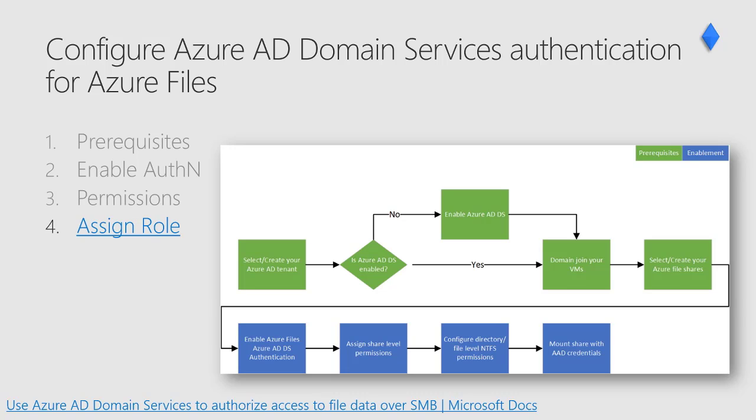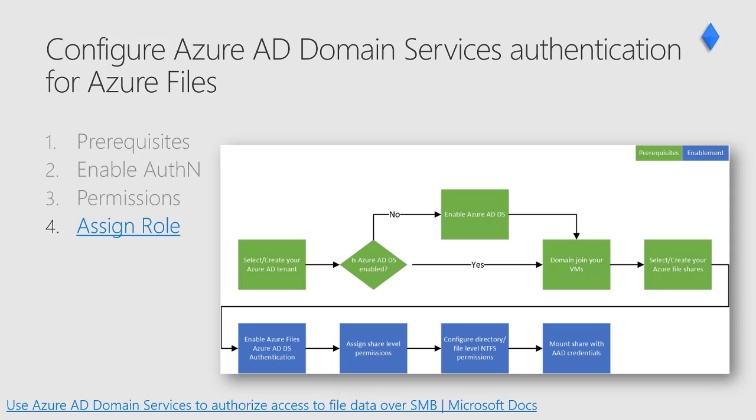Think of share level permissions as the high-level gatekeeper that determines whether a user can access a share, whereas NTFS permissions act at a more granular level to determine what operations the user can do at the directory or file level. Azure Files supports the full set of NTFS basic and advanced permissions. You can view and configure them using Windows File Explorer or by running the Windows icacls or Set-Acl command.